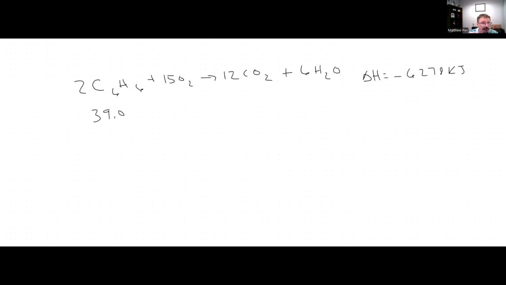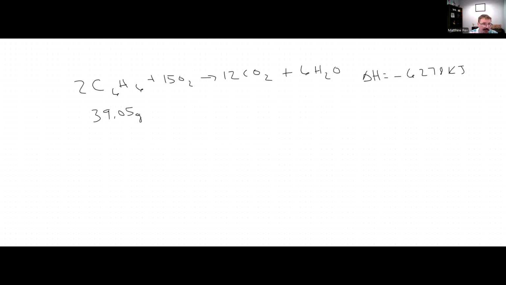Then last reaction or question here. Here's our reaction. C6H6 plus 15/2 O2 gives us 12 CO2 and 6 H2O, and then the delta H for this reaction is negative 6,278 kilojoules. We're told we have a specific mass of that C6H6. We have 39.05 grams of that.